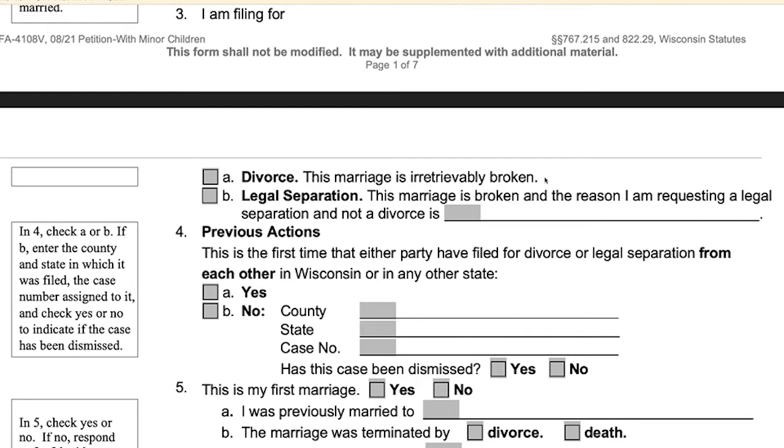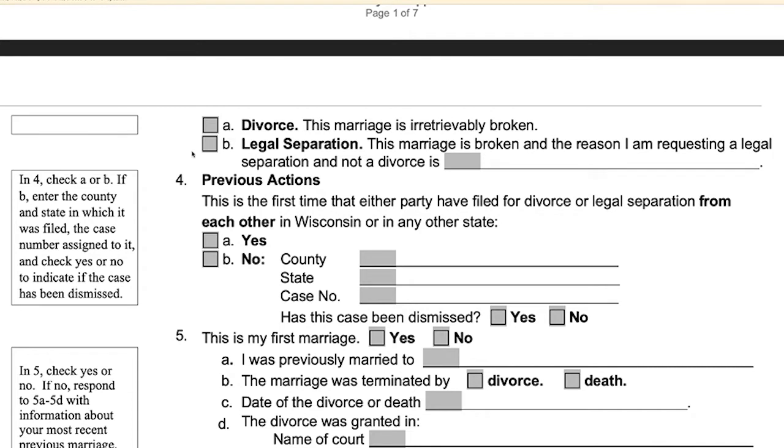Adultery by one or both spouses is not a legal issue. It's not something that the court is going to spend time listening to testimony about or taking into account in granting a divorce in a no-fault divorce state. This is the one reason here: the marriage is irretrievably broken. Boom, you're done.